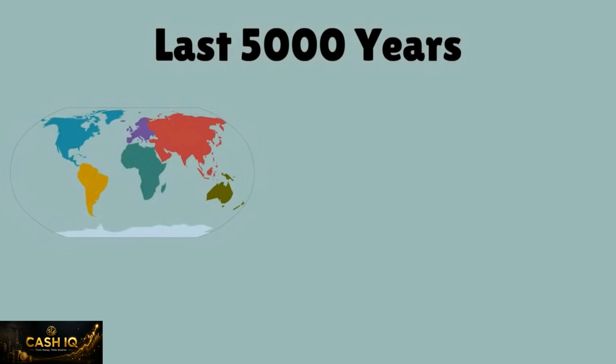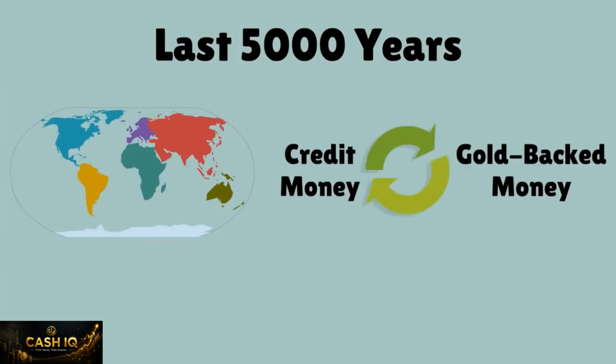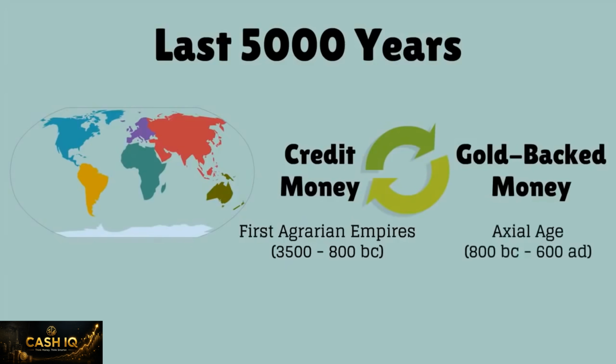Over the last 5,000 years, humanity has moved back and forth between two forms of money: credit money, and gold or silver-backed money. The cycle begins with the age of the first agrarian empires. This period was dominated by credit money. This is followed by the Axial Age, which saw the rise of coinage and metal bullion. The Middle Ages saw a return to credit money.